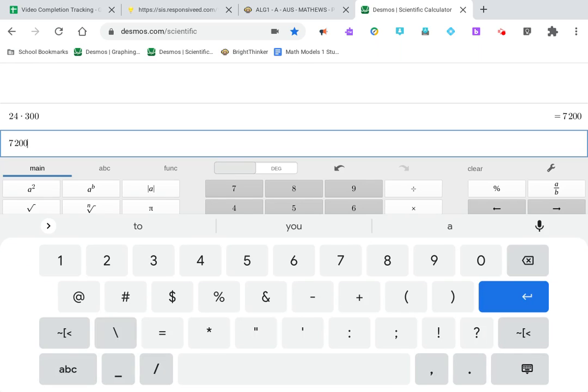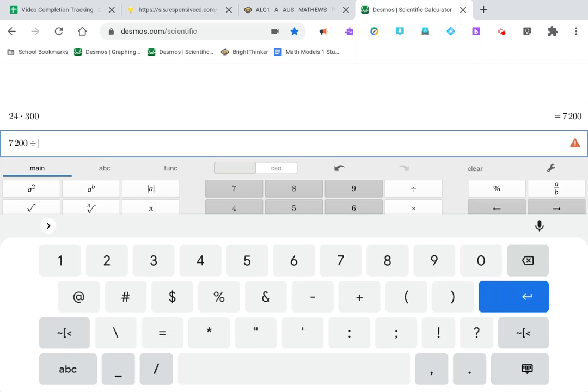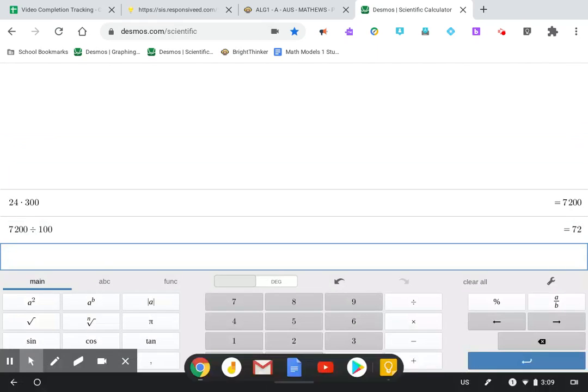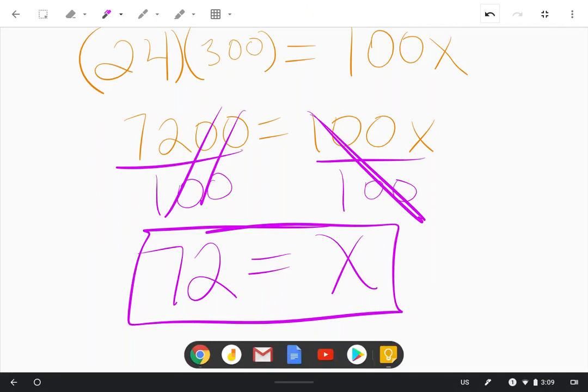7,200 divided by 100. And we get, oh, my bad. Let's go back there. Where's my division here? Divided by, nope. There it is, divided by 100. Sorry about that. 72. And that's where we're getting that from. So that's where you get 72. So it would be 72 out of 300.